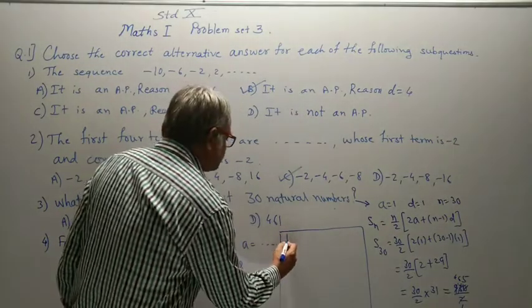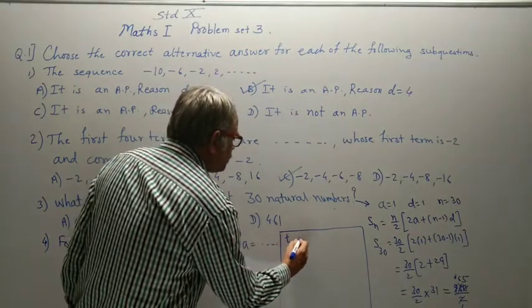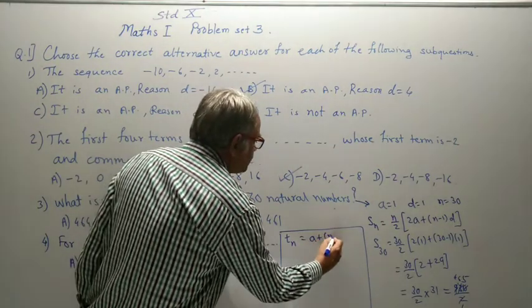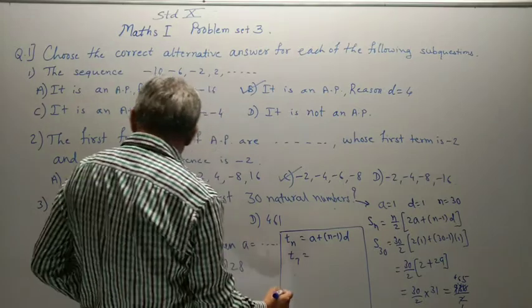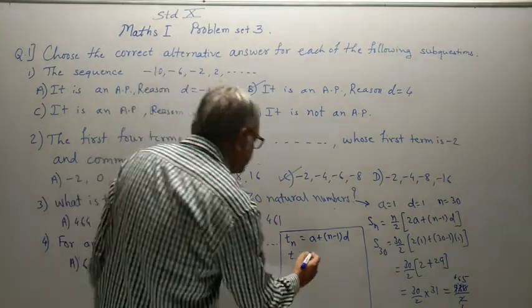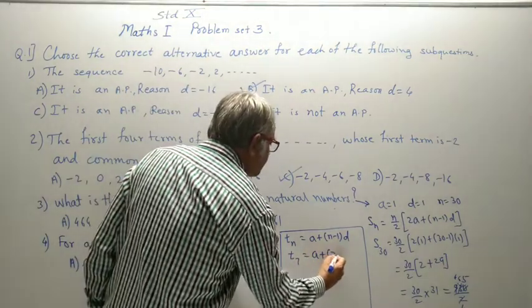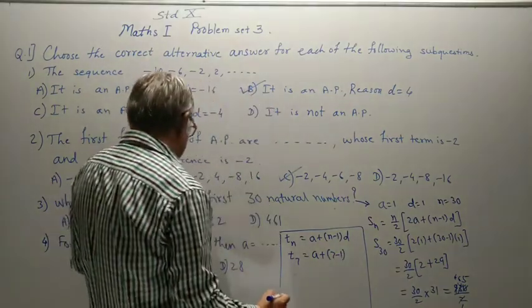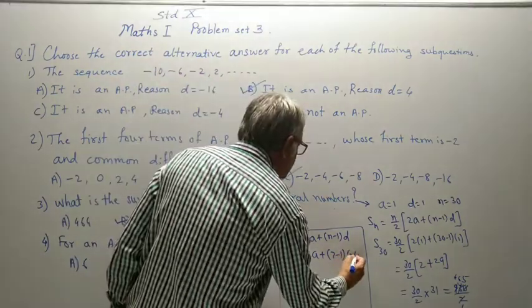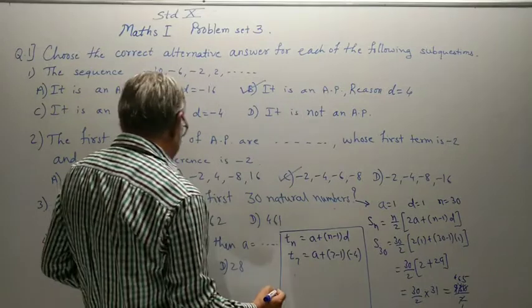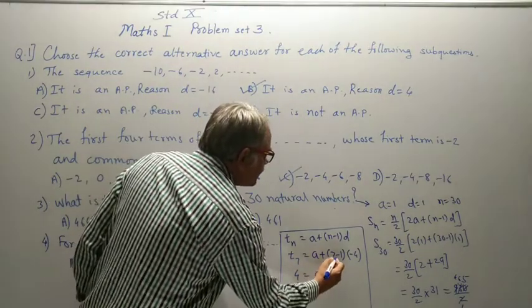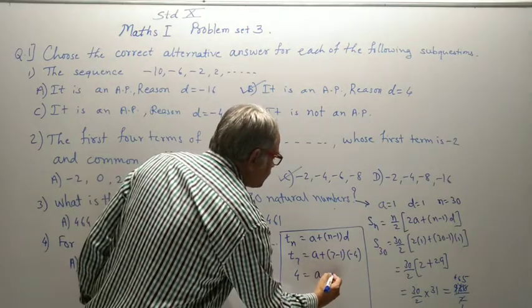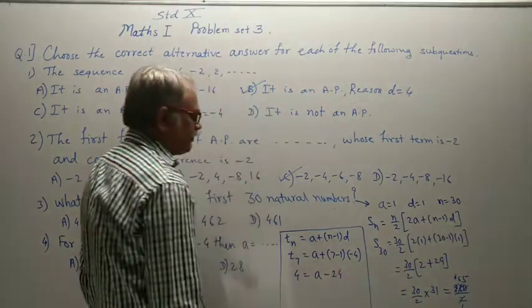Tn is equal to A plus n minus 1 into D. T7 is given, A is asked to find. What is N? 7, so 7 minus 1. What is D? -4. The T7 value is also given as 4. So 4 is A plus 6 into minus 4. 6 into minus 4 is minus 24.